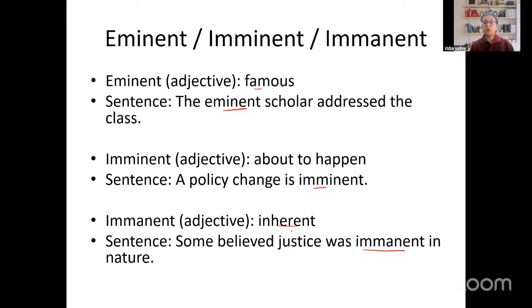So immanent qualities is something that comes from within, something which is already there, something that exists from within, that is inherent. And that word is immanent. Please be very careful and sure between imminent and immanent. There is only the difference between this I and this A.